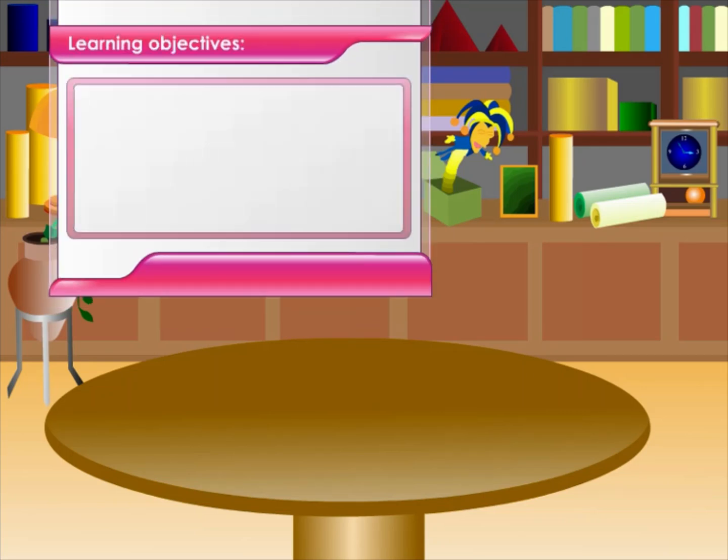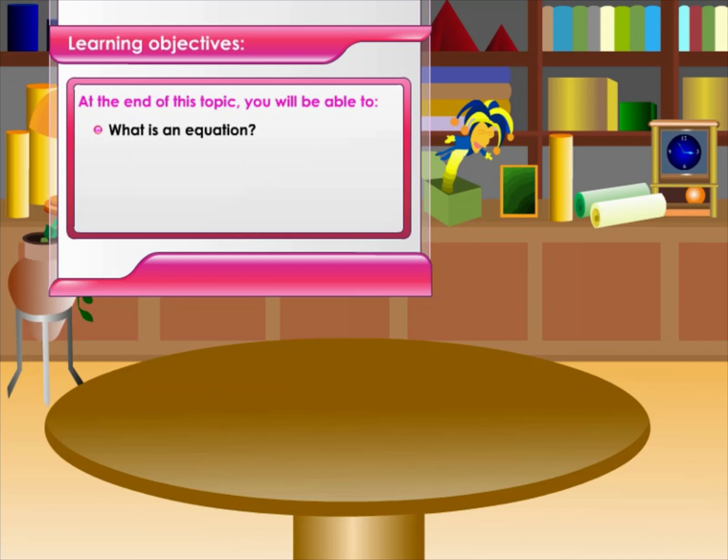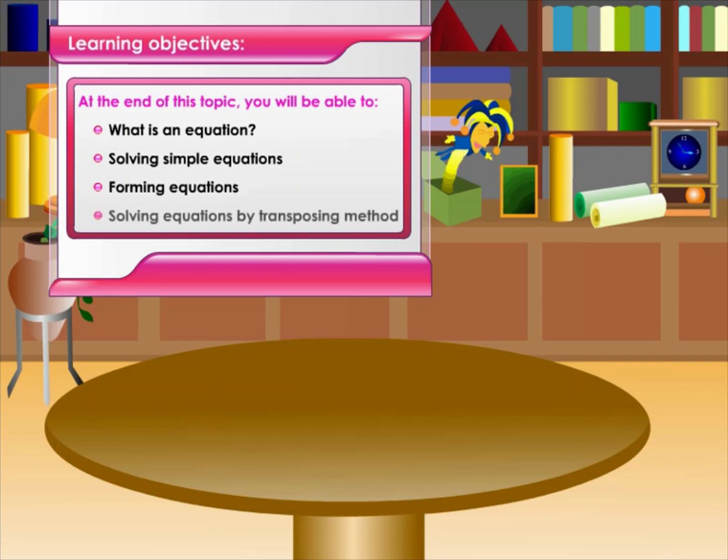Learning objectives. At the end of this topic, you will be able to: understand what an equation is, solve simple equations, form equations, and solve equations by the transposing method.